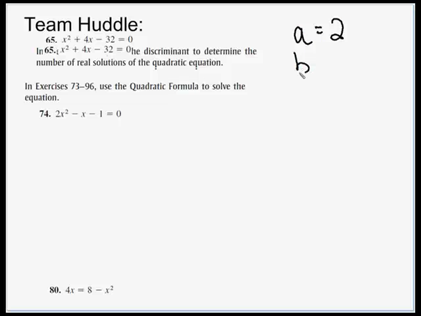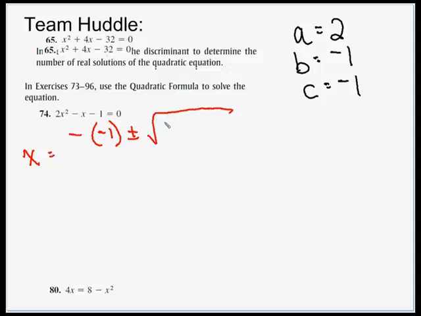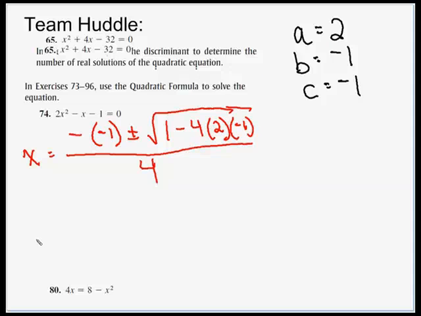So I'm going to come scratch up here. Our a value is 2, our b value is -1, our c value is -1. Let's start plugging those into the quadratic formula. We start in our numerator, x equals negative b, and b is a -1, plus or minus, and then we have our radical. Under the radical is b squared, -1 squared is +1, minus 4 times a times c. And that's all divided by 2 times a. A is 2, so 2 times 2 is 4.